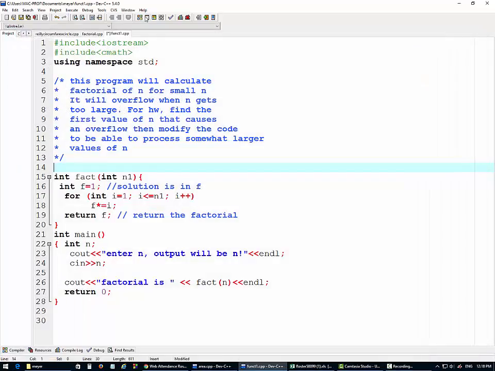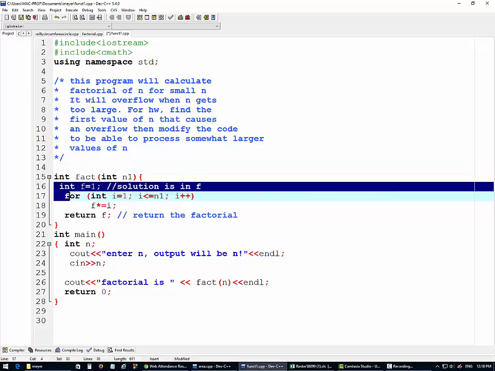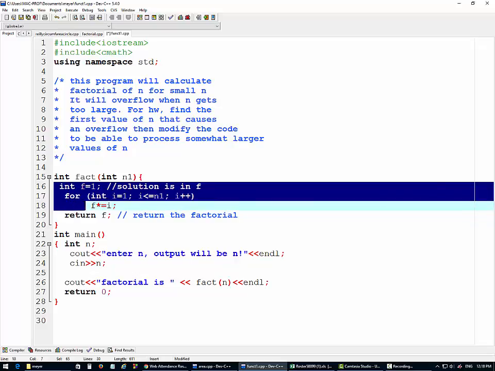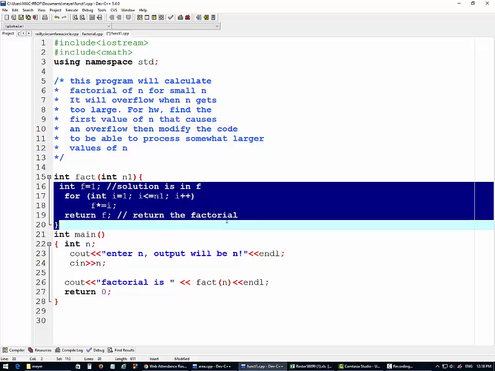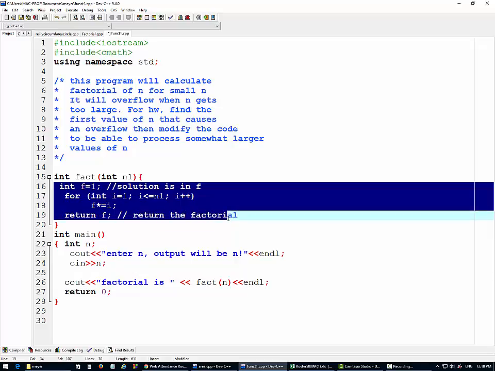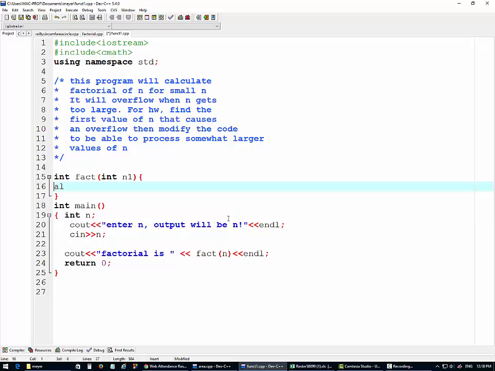Okay, so this clearly works for all small positive values of n. And now let's see if we can break it. I'm just kidding. But we're going to try recursion instead of iteration. So this is going to come out. And let's just take the whole body out. All right, let's get rid of that.